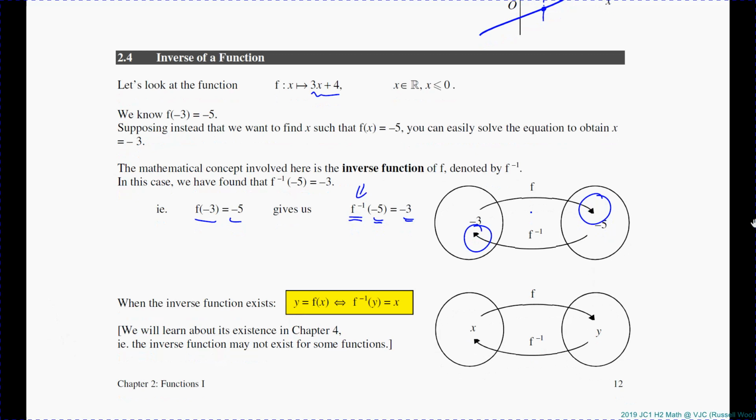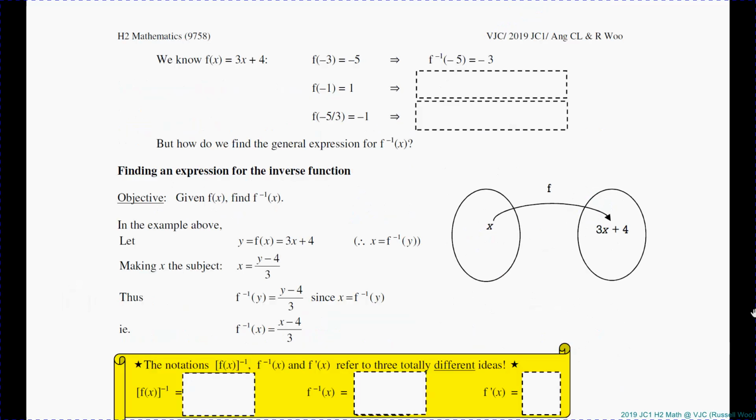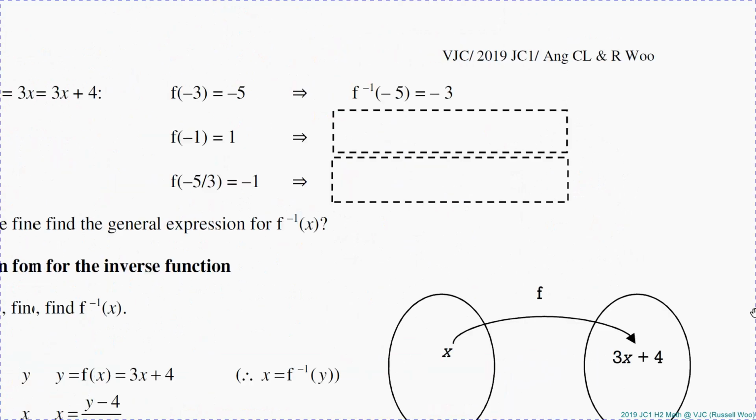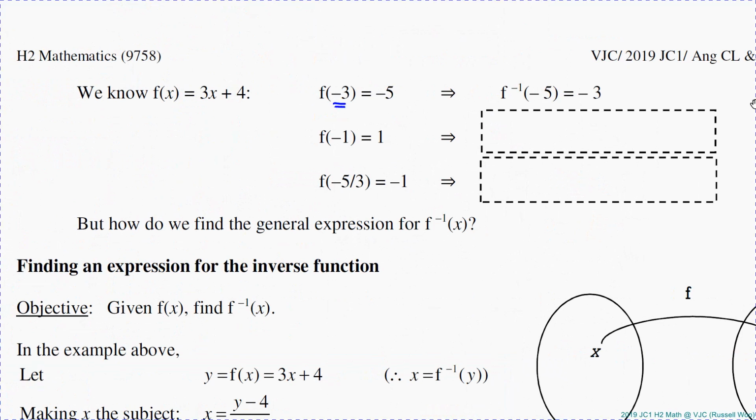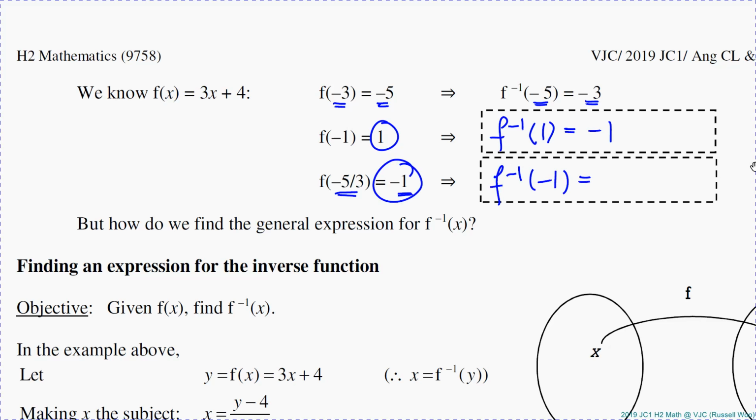So if f inverse exists, then if y equals f of x, f inverse of y equals x. Quite clear? That's the definition of f inverse. I think it's not difficult to write this down. So if f of negative 3 is negative 5, then f inverse of negative 5 is negative 3. Similarly, f inverse of 1 is negative 1. If you input this into f, you will get this, then you input this into f inverse, you will get minus 5.